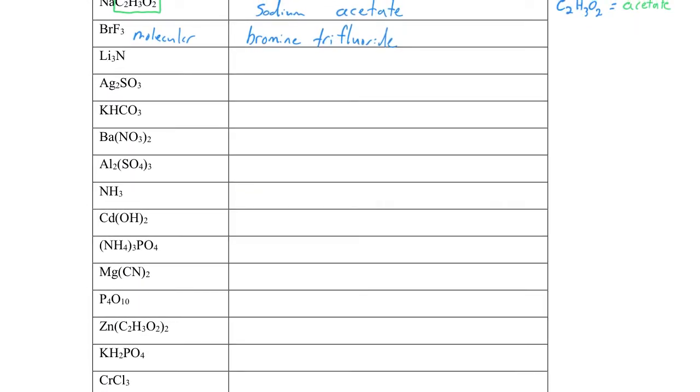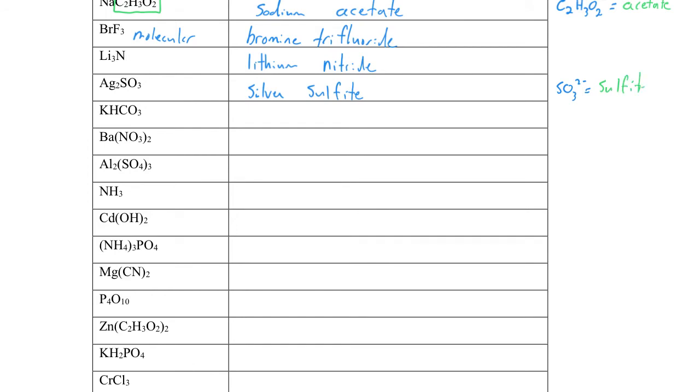Go to the next one with lithium and nitrogen. We see lithium is a fixed charge metal and then nitrogen is a nonmetal. So this is an example of a standard ionic compound. So we'd say lithium nitride. Then we get silver, and we have the polyatomic SO3, which is sulfite. So this is silver sulfite. Sulfite is 2 negative charge.